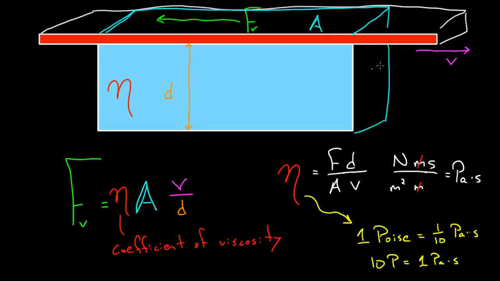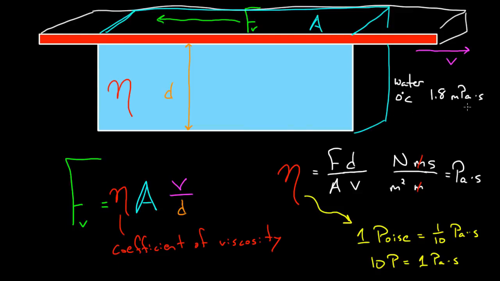So what are some real life values for the viscosity? Well, the viscosity of water at 0 degrees Celsius is, and I'm not talking about ice, but water that's actually at 0 degrees but not frozen yet, is about 1.8 millipascal seconds.